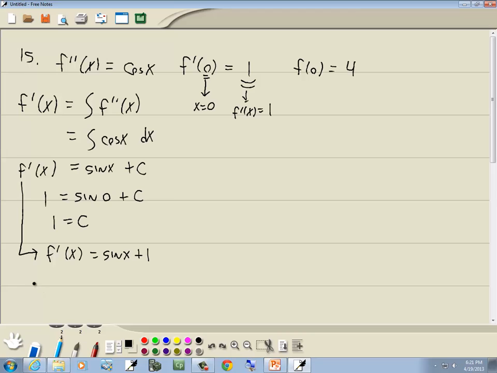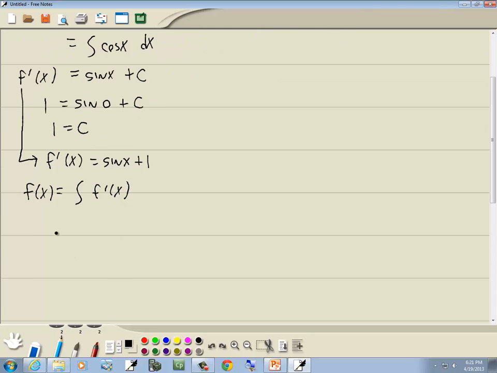Well, that's not what they're asking for. They're wanting their original function. So to go back one more, to find f of x, we're going to take the integral of f prime. Well, f prime is sine x plus 1 dx. Now, again, I don't have my sheet up, but the integral of sine was negative cosine. And 1 just becomes 1x, or just x. And we put our plus c on. So that's our f of x.